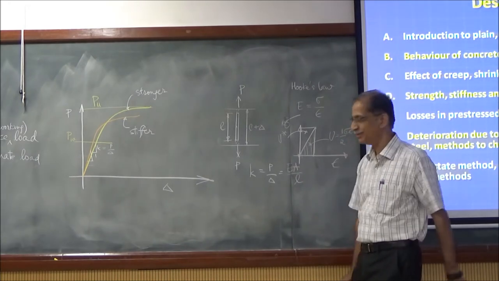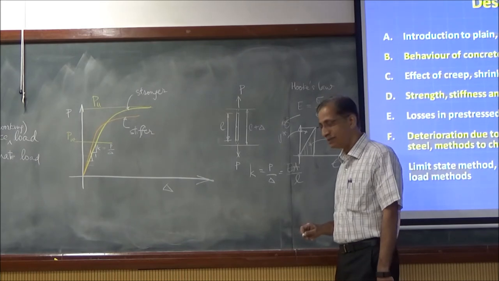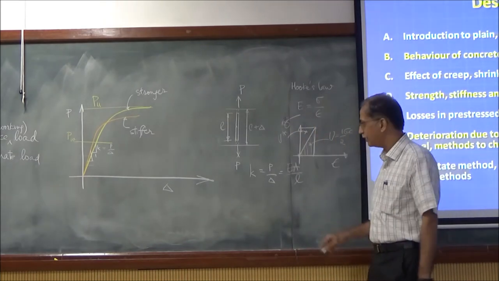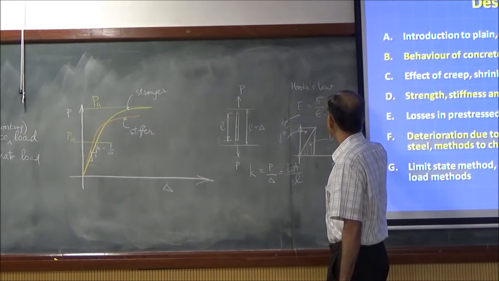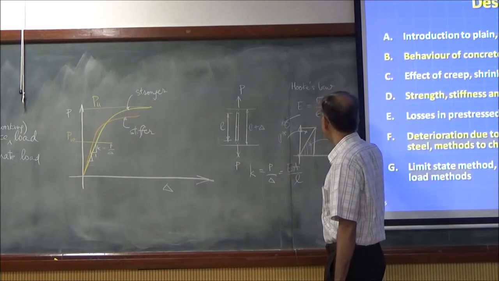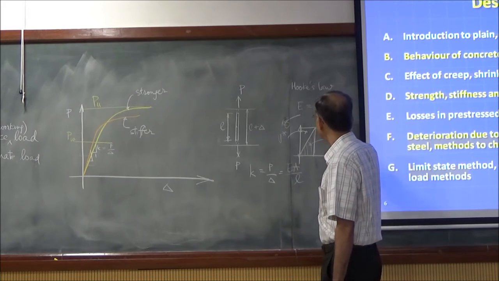We'll go to first principle. Good one. Well tried. Let's go back to first principle. We said E is equal to sigma by epsilon. If you have a pure axial stress, this sigma is P by A. This epsilon is delta by L. That's how you get this.